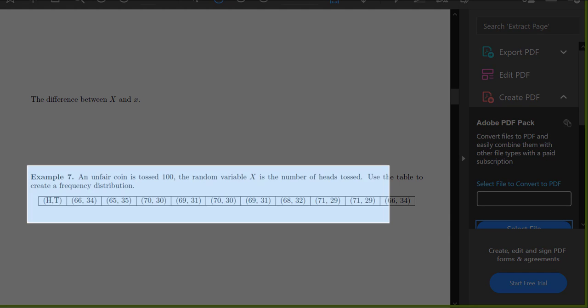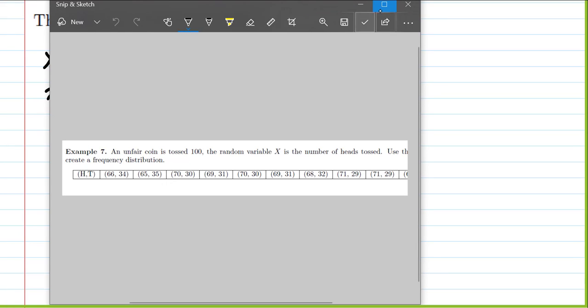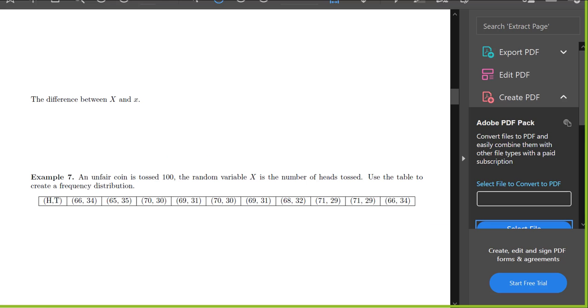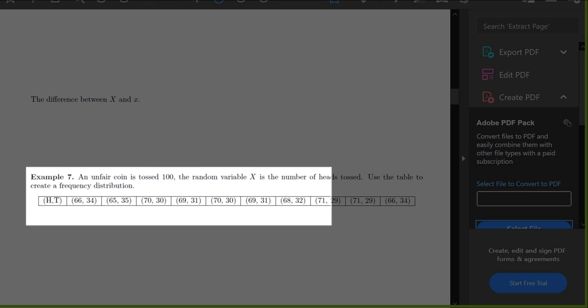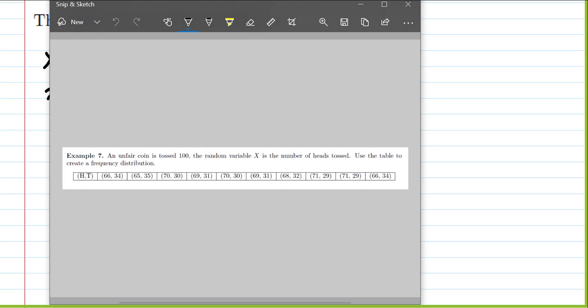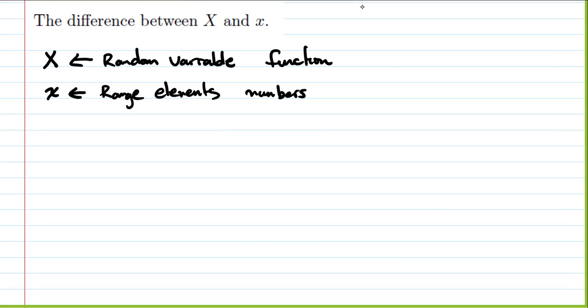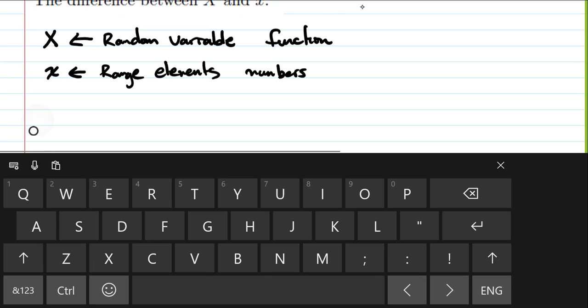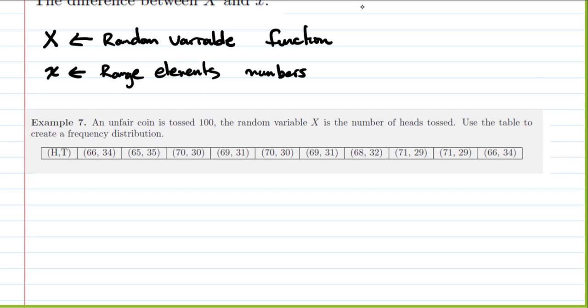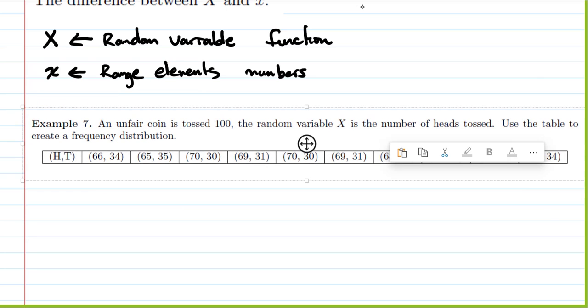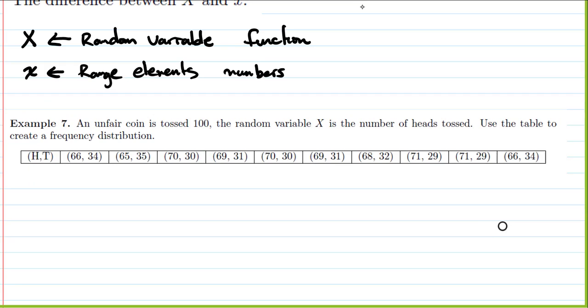So let's take a look at, we'll try this again. Example 7. So in this experiment, all we know is that an unfair coin is tossed 100 times.